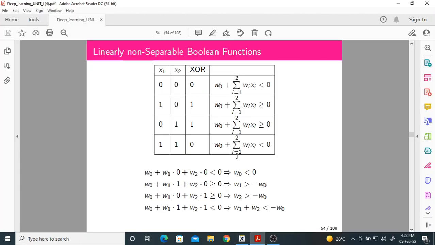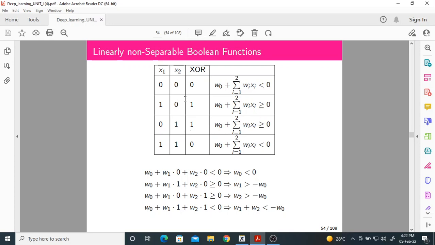For example, XOR is a linearly non-separable Boolean function. We'll see what that means. Before that, this is the XOR table: 0 0 gives 0, 1 0 gives 1, 0 1 gives 1, 1 1 gives 0. It is odd, right? If the input contains an odd number of ones, the output is 1, otherwise the output is 0.